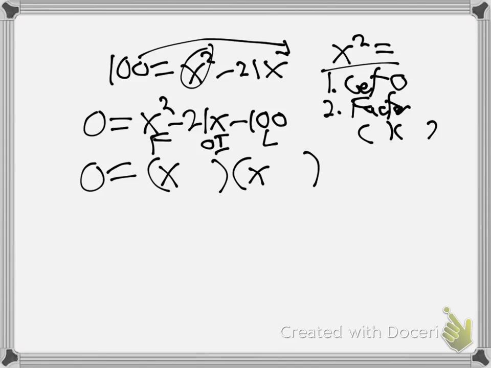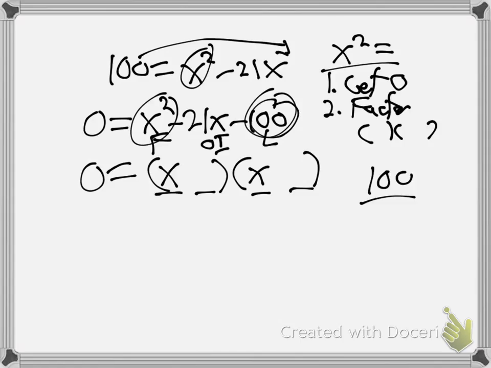So write FOIL: first, outer, inner, last. What multiplies to be x squared? Front times front makes front. That's what the F stands for in the word FOIL. And last times last makes last. What times what's 100? Well, a lot of things: 10 times 10, 5 times 20, 4 times 25, 2 times 50.